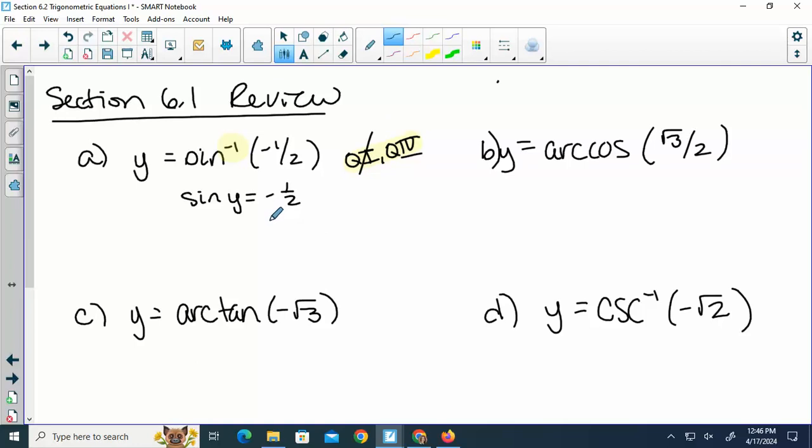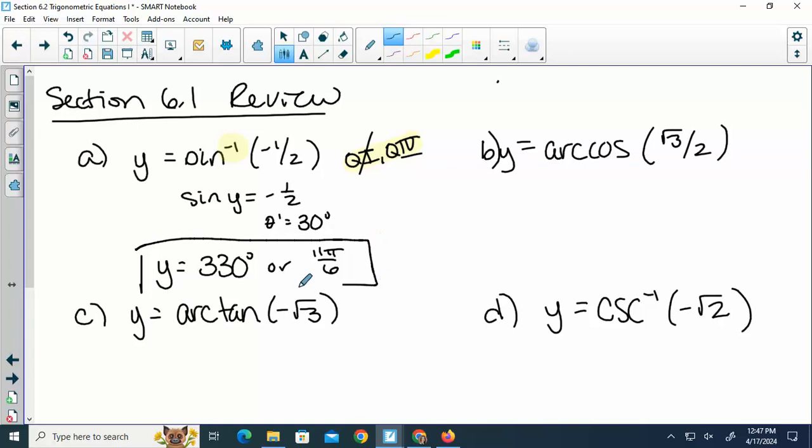Quadrant 4. Okay, let's do reference angle. When is sine 1/2? 30 degrees. So 30 degrees in quadrant 4. You could say 330 if you did degrees. If you did radians, 30 degrees is pi over 6, so it would be 11 pi over 6. If I didn't specify my directions, you could give either.